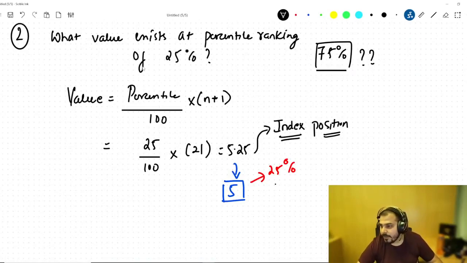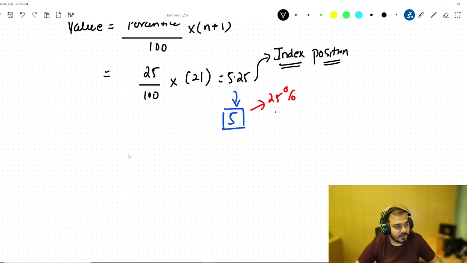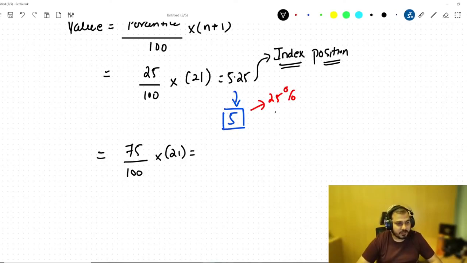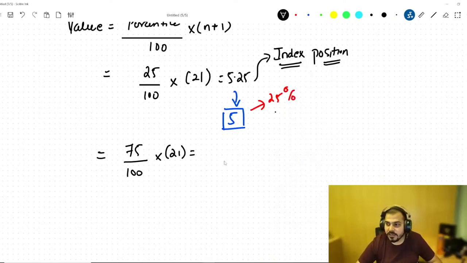Okay, what is 75 percentile, guys? What is the 75 percentile value? Okay, many people are saying it. So if I use 75 divided by 100 multiplied by 21, I'll use my calculator now. So it is 75 divided by 100 multiplied by 21, which is 15.75. Understand, 15.75 is the index position.